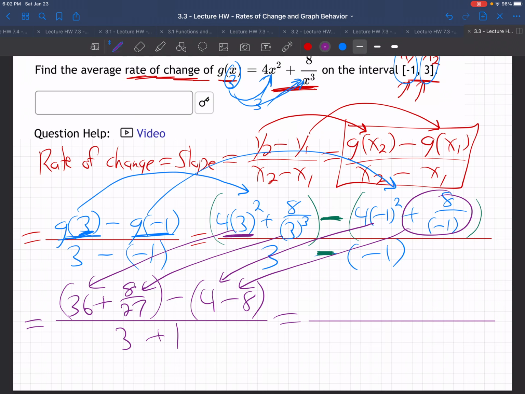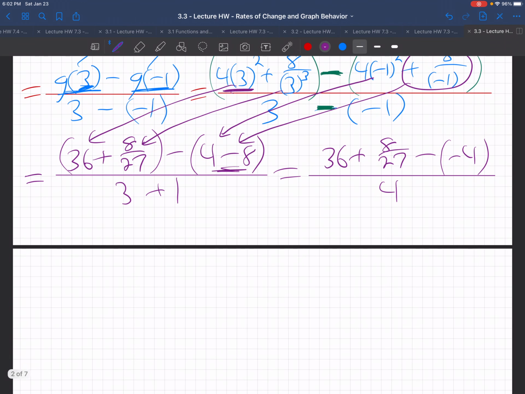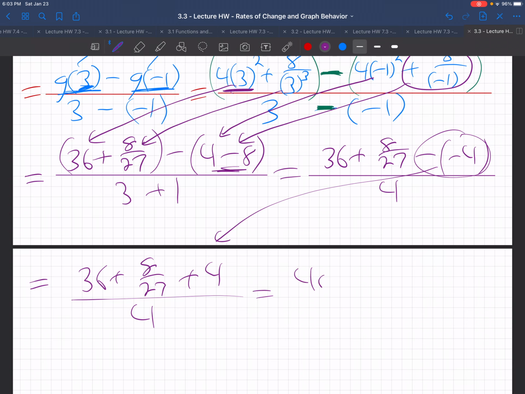And then we keep going. This is, just use your calculator. You can just go to decimals now. So I'm just going to use my calculator. 36 plus 8 27ths minus, and then this is what? Minus 4, 4 minus 8, over 4 on the bottom. Okay, and so we're almost there. That's going to be 36 plus 8 over 27 plus 4 over 4, right? The double negative thing becomes plus 4. And so that's 40 plus 8 over 27, over 4. So I just did 36 and 4 over 4.